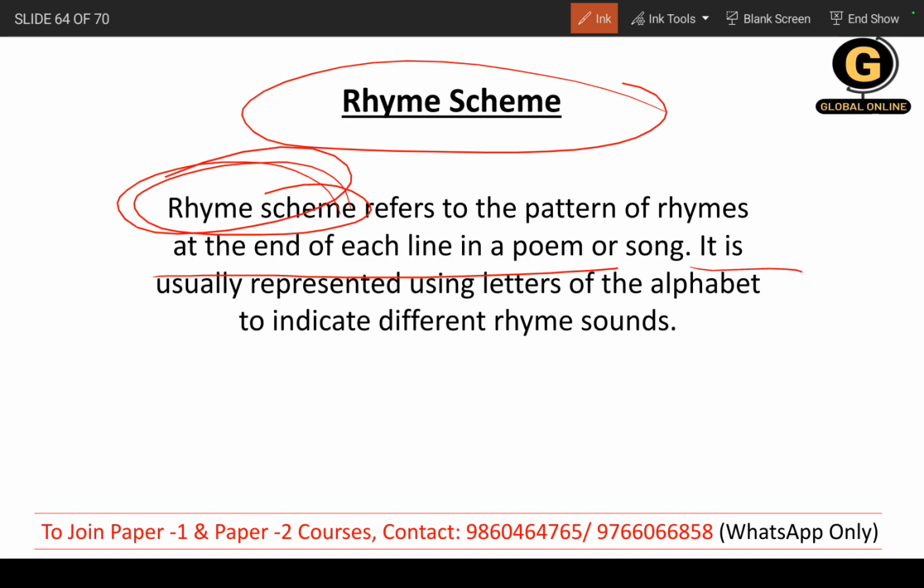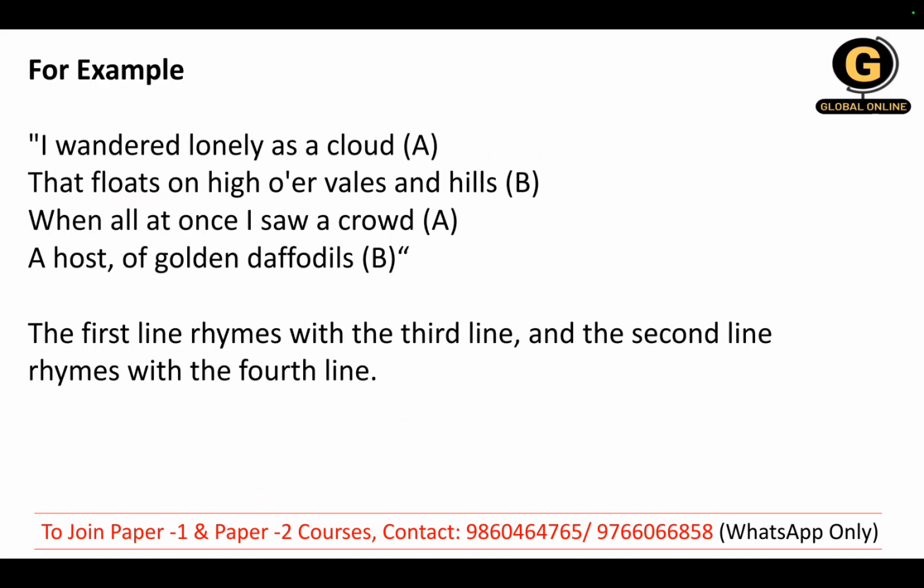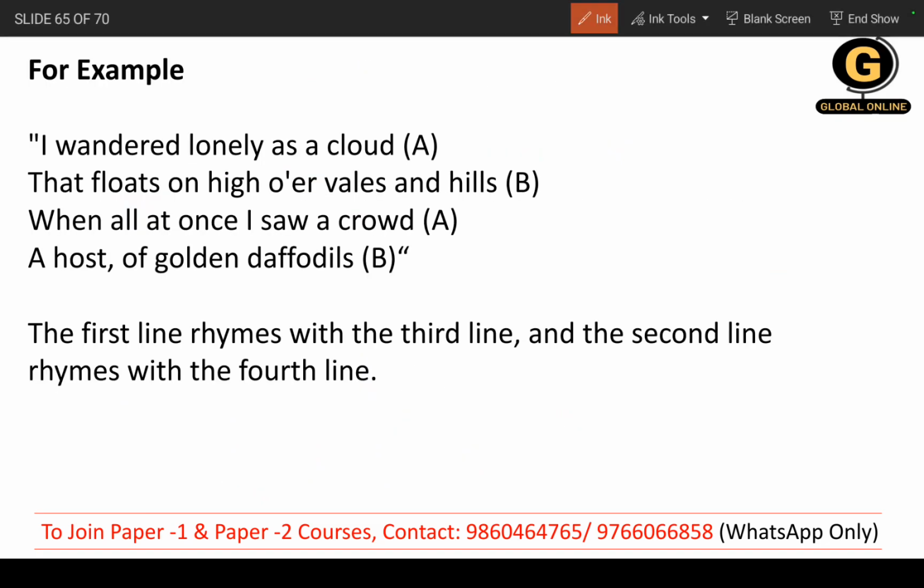And it is actually represented alphabetically, like we use alphabets, A, B, to indicate the different rhyme scheme sounds. To differentiate them we use letters, right? So that is called rhyme scheme. We just need to know all that. Now let's see an example for your better understanding.